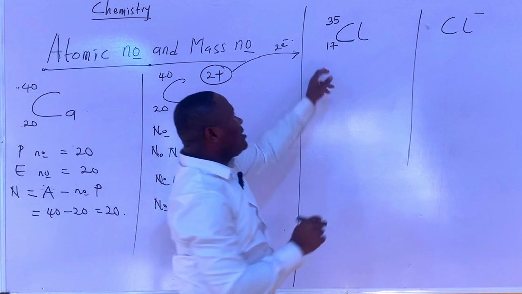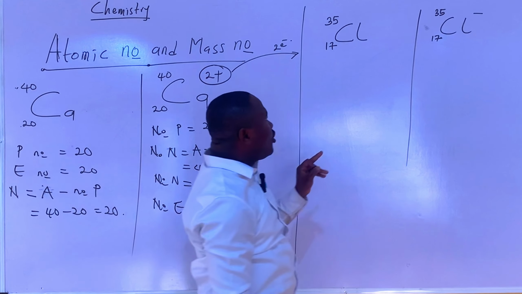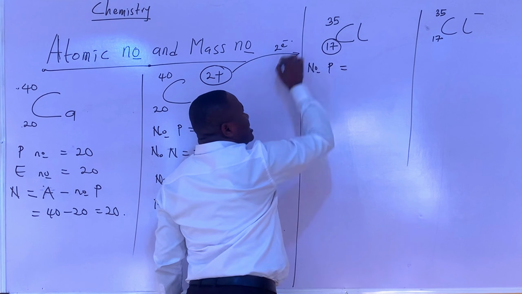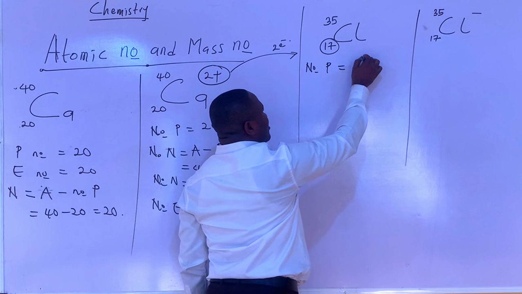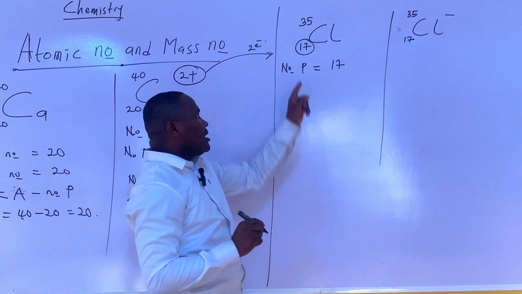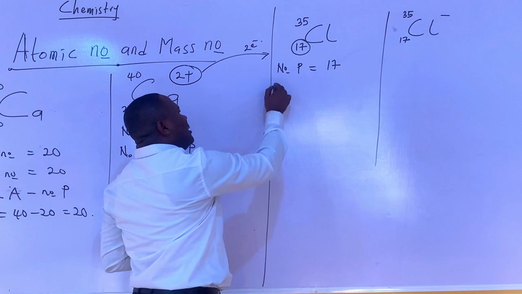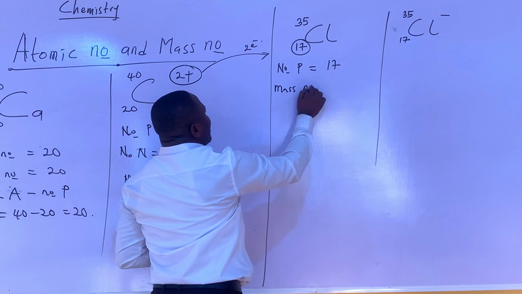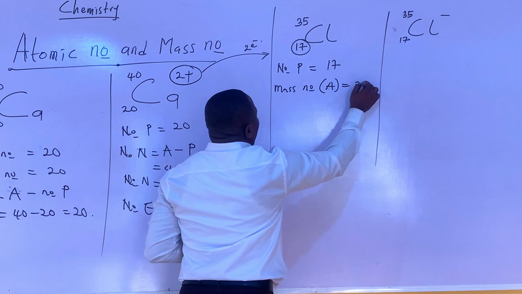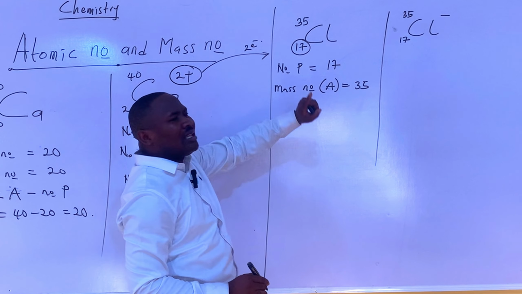So now, I have this as 17 and I have this as 35. With this, we can find our number of protons, which is always the atomic number. The number of protons is 17. What about our mass number? Our mass number, which we know as A, is 35. Then our electron number is automatically 17.